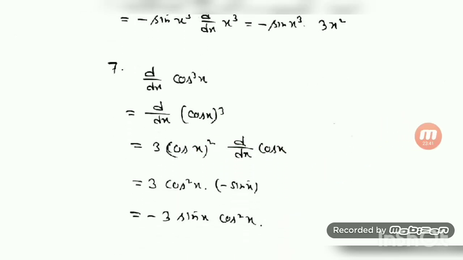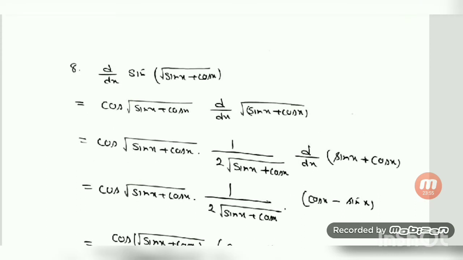What is the derivative of cos x? 3 into this can be written as cos square x. Derivative of cos x is minus sin x. So the answer is minus, I am writing outside, 3 into sin x into cos square x. So this is the solution. Okay, a few more questions I had done here.